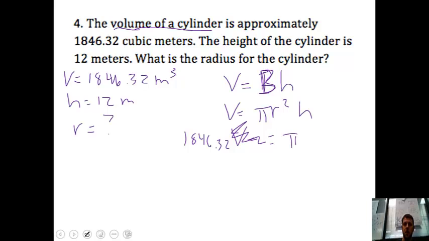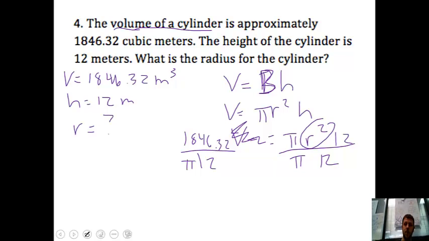We got pi. They didn't tell us the radius, and they told us the height was 12. We need to isolate the r squared by dividing out everything that is right next to it. So the pi is canceled out and the 12 is canceled out.